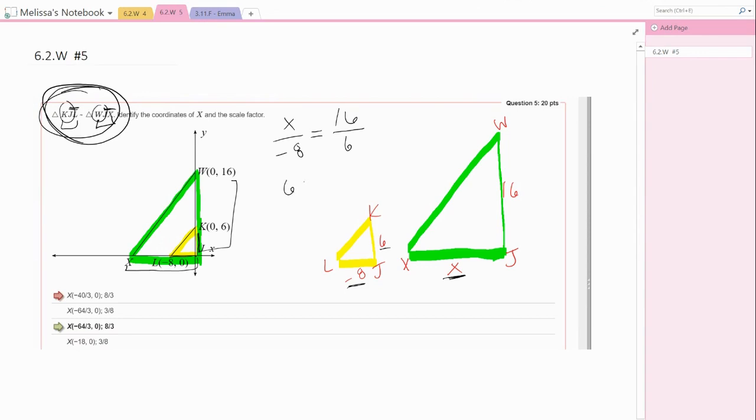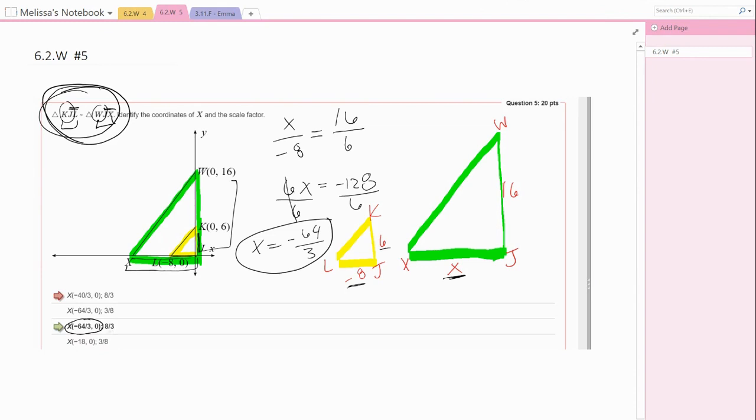We got 6x equals negative, let's see, 128, and then we divide by 6. So x equals negative 128 over 6. That's going to reduce to negative 64 over 3, which is your answer here. You just have to write it as a coordinate. So that point x goes out negative 64 over 3, but the y is still 0.